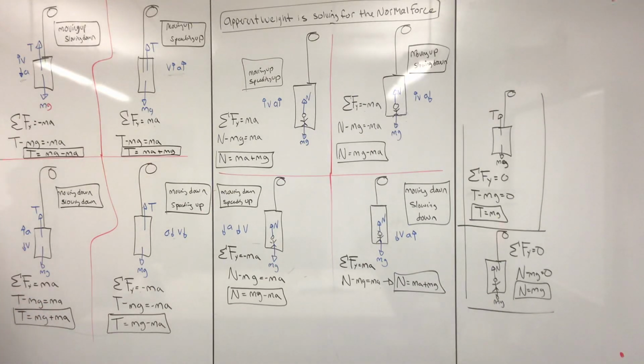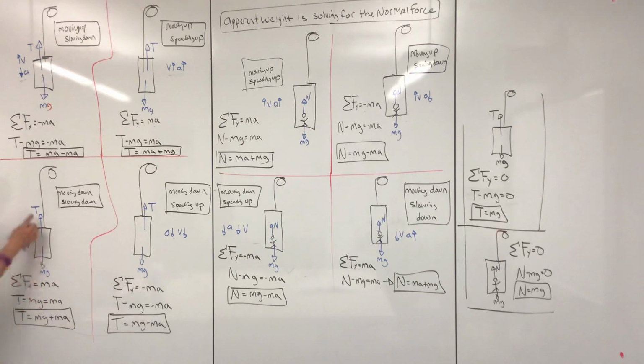All right, let's go to this next one. What if we're moving down, slowing down? So velocity would be pointing down because we're moving down, but we're slowing down, so acceleration is going to be the opposite way of how we're moving. The rate of change will be opposite. When we draw our forces, we already said tension and mg: tension up, mg down. And we want to draw a free body diagram and write our Newton's law equation.